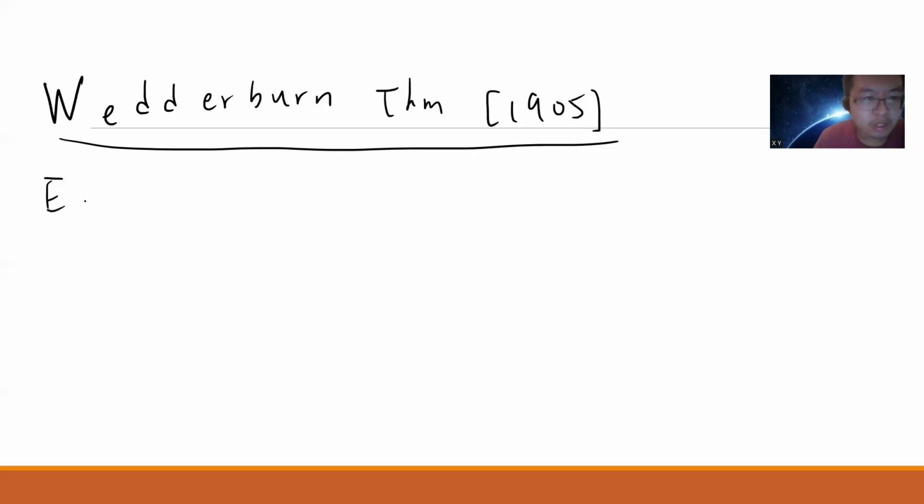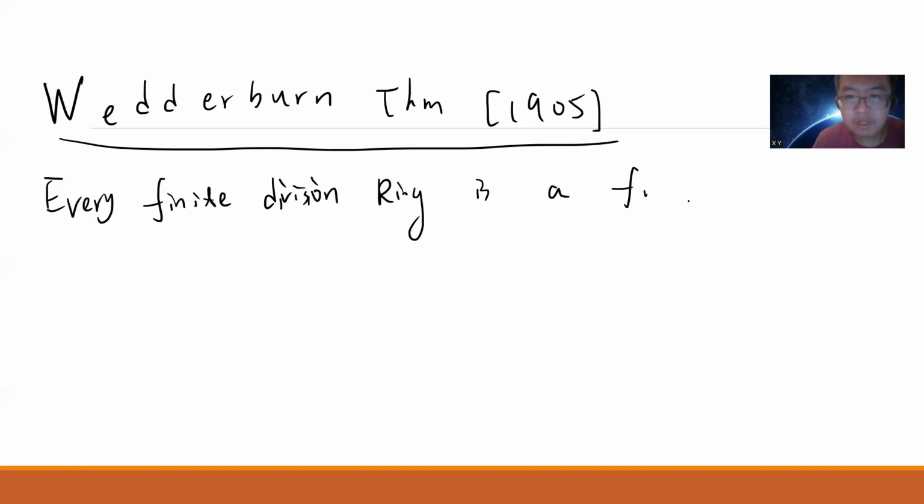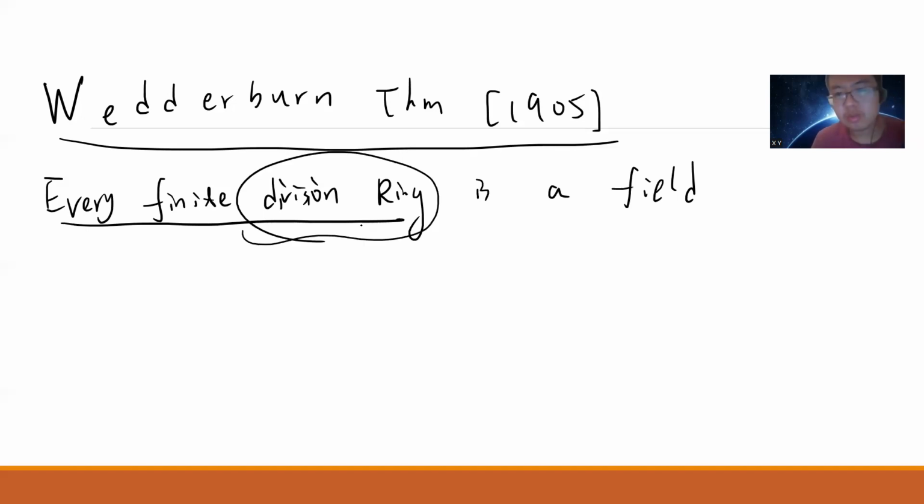So this theorem says that every finite division ring is a field. Finite division ring means that you have a division ring, right? A division ring is a ring which is not commutative, but each non-zero element has an inverse. For example, the quaternions and also the octonions are famous division rings. But if you have a finite division ring, then it must be a field.